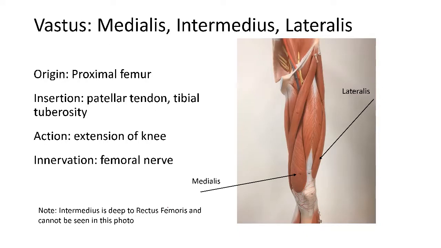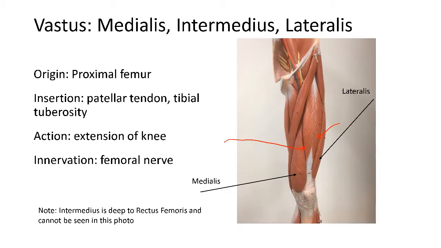The vastus group we're just going to deal with as a group. They are individual muscles, but they are absolute synergists. We have vastus medialis, intermedius, and lateralis. And again, intermedius would be deep underneath rectus femoris. The origin, we're going to go with the general proximal femur. They wrap around the superior portion of the femur. They hit the intertrochanteric line and crest, a little bit of the linea aspera, but just proximal femur.